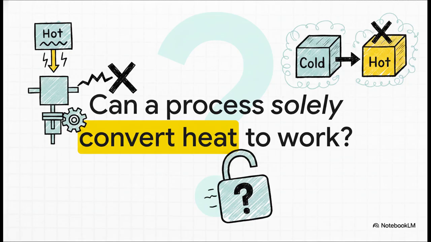The first law only says energy must be conserved. It doesn't actually forbid these perfectly efficient machines. Yet the real world tells us we can't build a perfectly efficient engine, and heat absolutely never flows backward from cold to hot on its own. So what invisible rule of nature is stopping us? Well, that mystery sets the absolute perfect stage for the second law of thermodynamics.